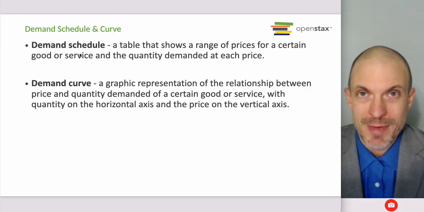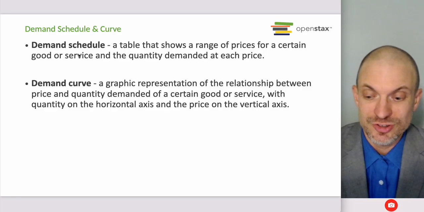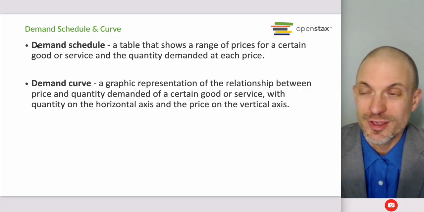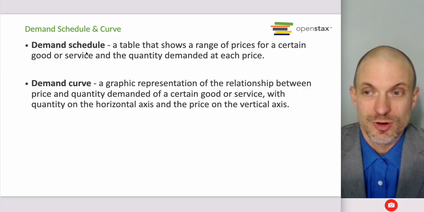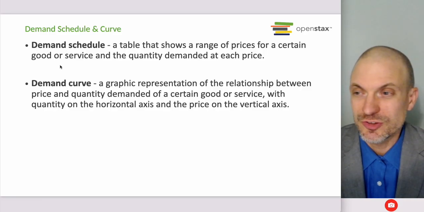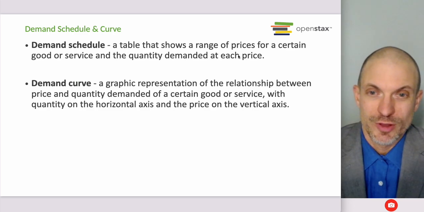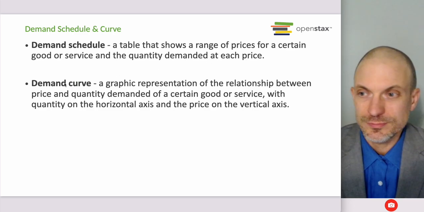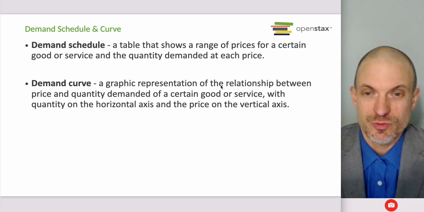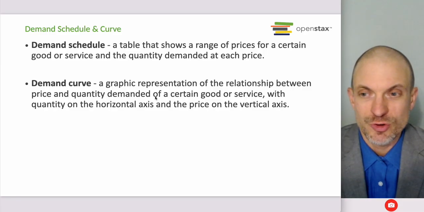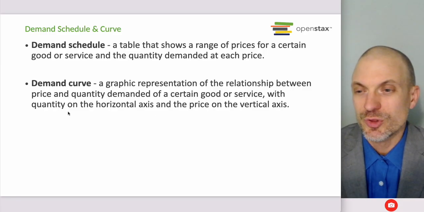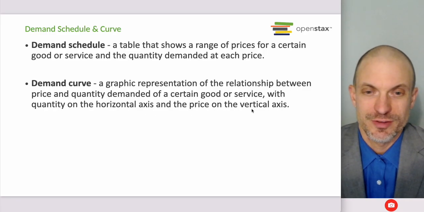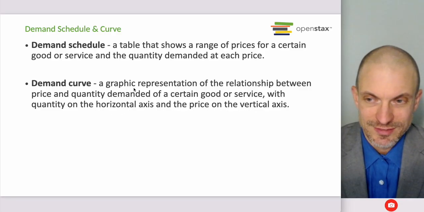Okay, so I mentioned demand can be represented with an equation, with a table, with a graph. The table version is the demand schedule. So this would be a table showing the range of prices for a given good or service and the quantity demanded at each price. The demand curve is the graphic representation of the relationship between price and quantity demanded of a certain good or service, with quantity on the horizontal and price on the vertical.